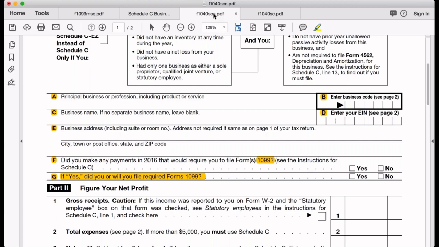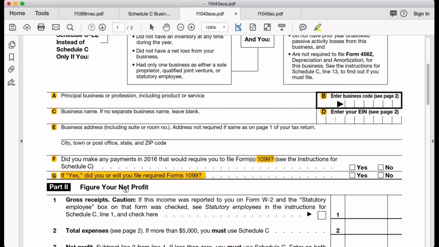So one more time, if you want to claim the deduction of employee or contractor expenses, you need to make sure you give those subcontractors Form 1099. So this is what the questions are about here. Did you make any payments? Yes. So if you did, did you file the forms?